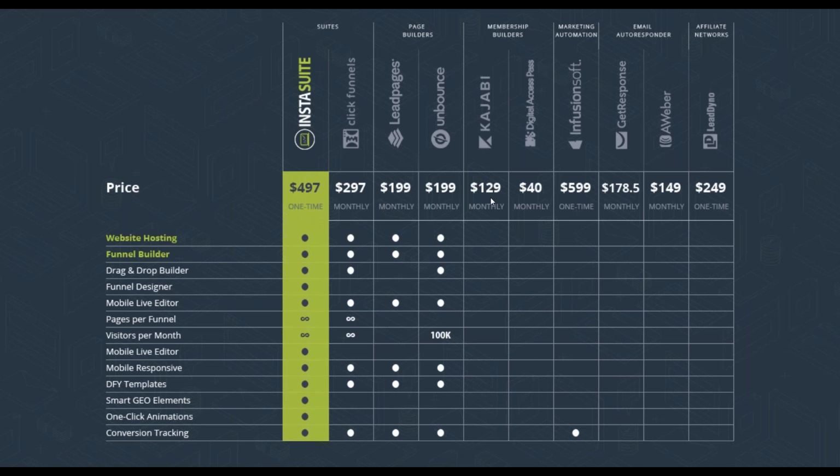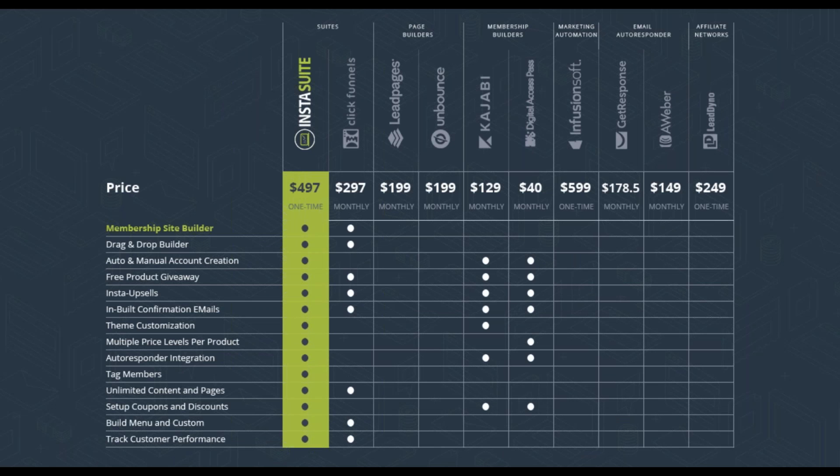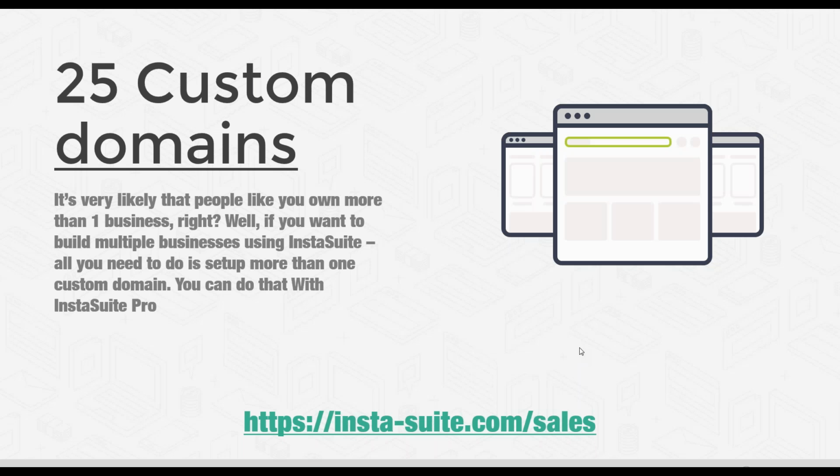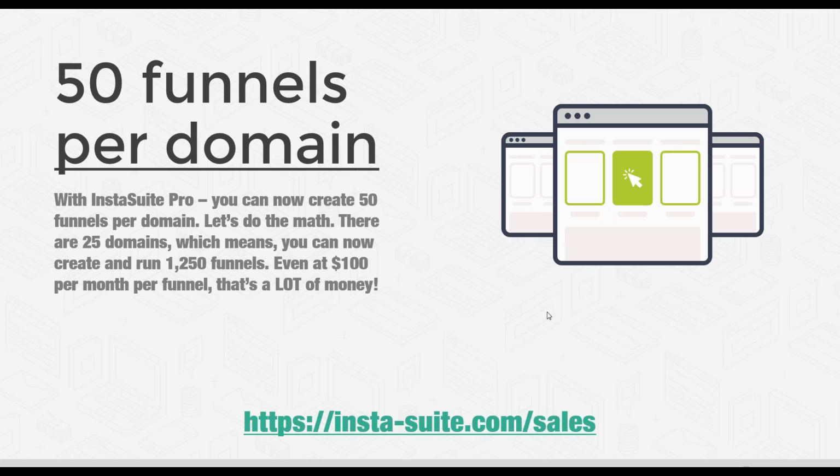So if you're comfortable with just X number of funnels, then go for it. But if you need more, let's say you want to set up more custom domain names, or more products per domain, then you can get the upgrade as well, which is the pro upgrade, and that's what you should see right now on your screen. Of course, you're also going to be able to get more active members in your membership builder.